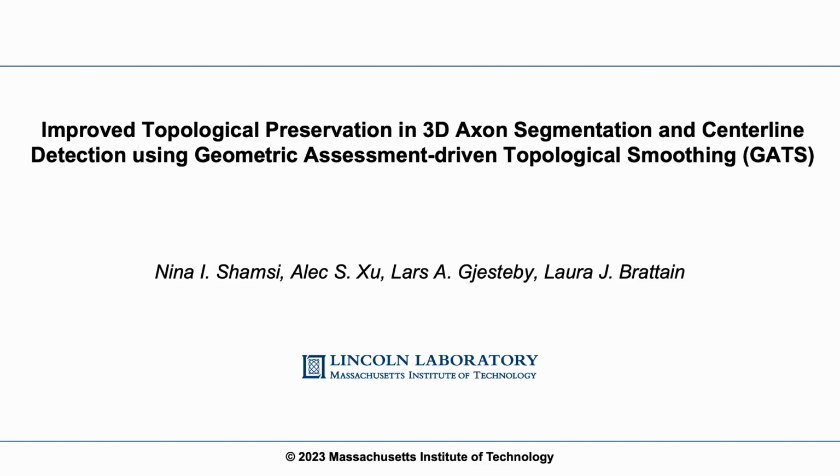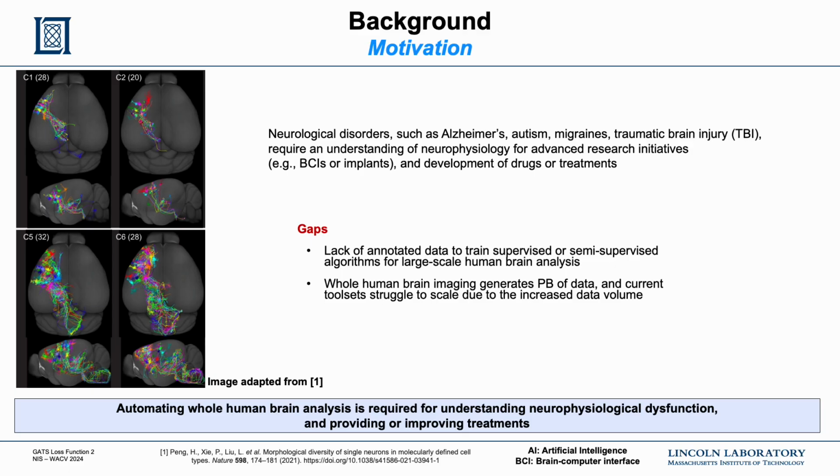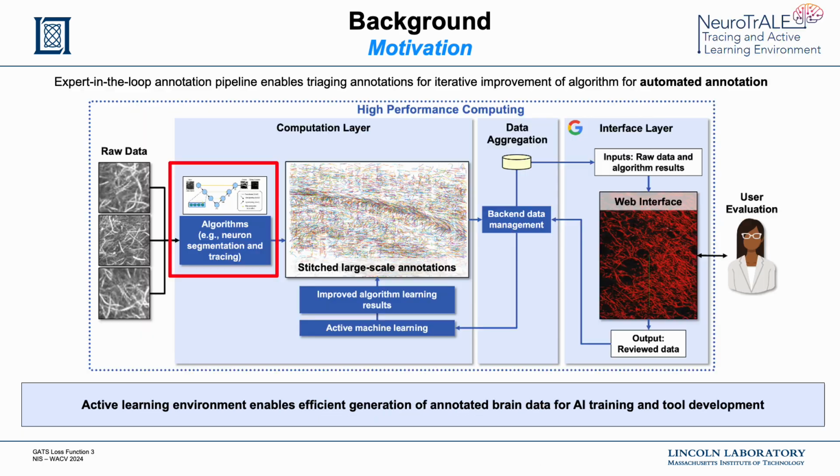So my name is Nina, and in this presentation I describe research done in support of brain mapping. Disorders like TBI or migraines can be better understood if we knew how different regions of the brain intersect and interact. We can segment the brain down to the resolution of a single axon fiber, but training supervised learning models requires annotated data which is hard to manually annotate.